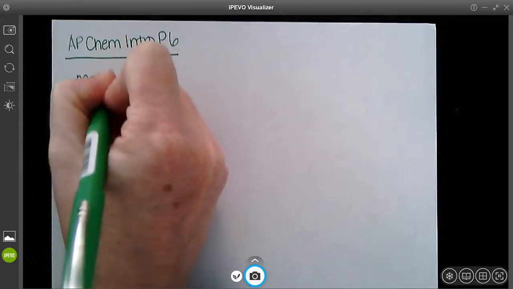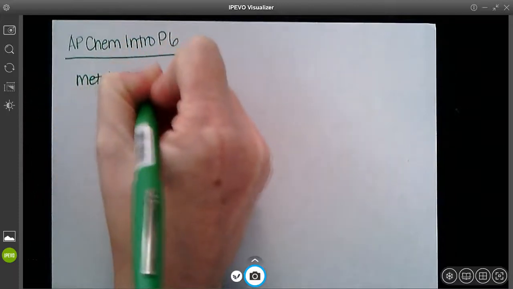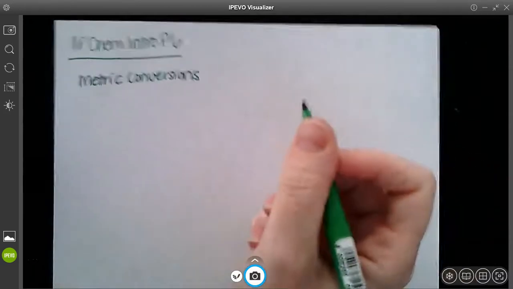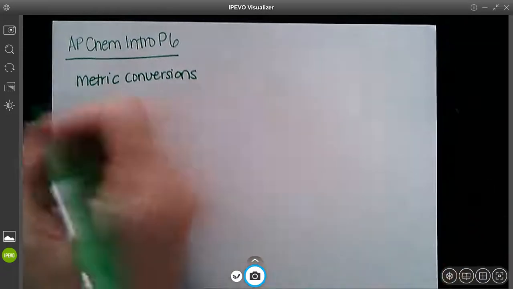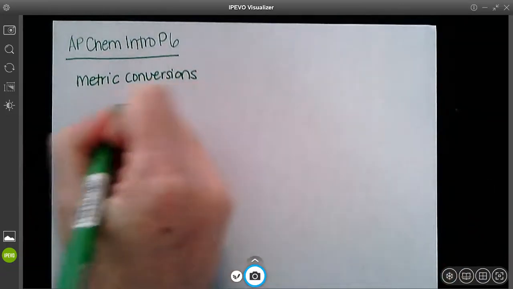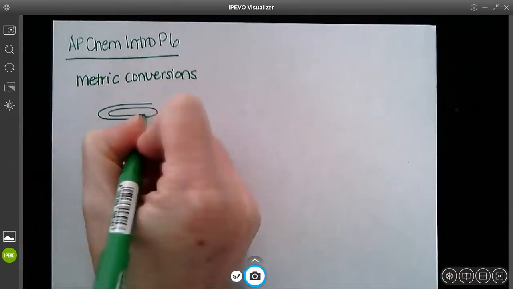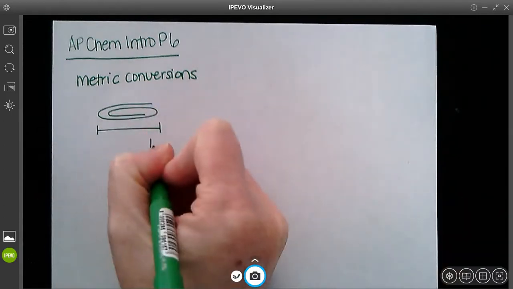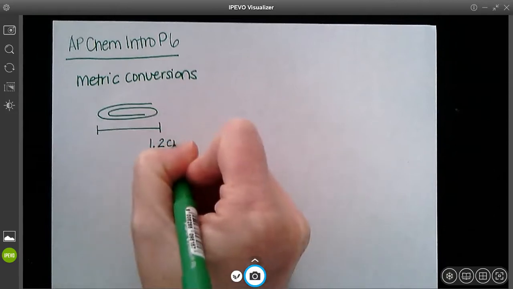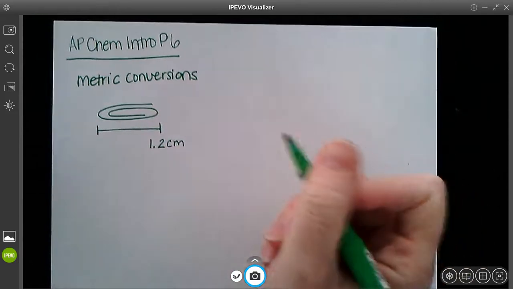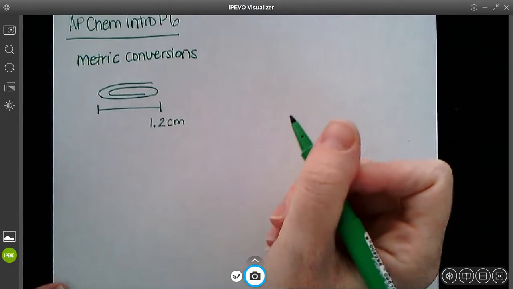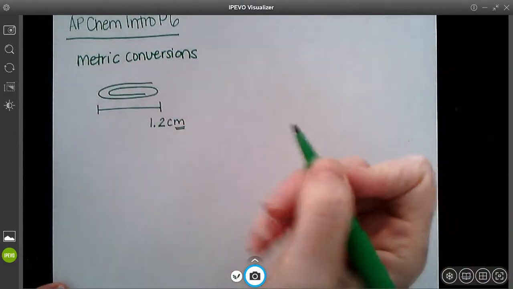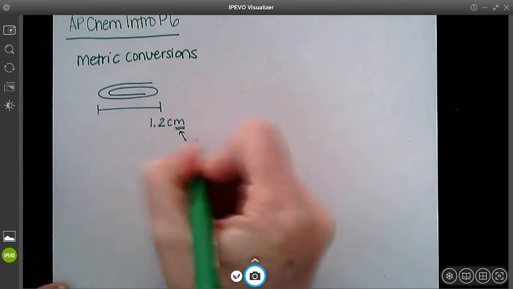In this video, we're going to go over metric conversion. In the metric system, you always have how you're measuring. Like maybe you have this paper clip, and you want to know the length of it. So you might say this is like 1.2 centimeters. I'm making this up. I don't have an actual paper clip. I don't know if that's how long they are. But this is telling you what kind of measurement. So this is meters, so this is length.